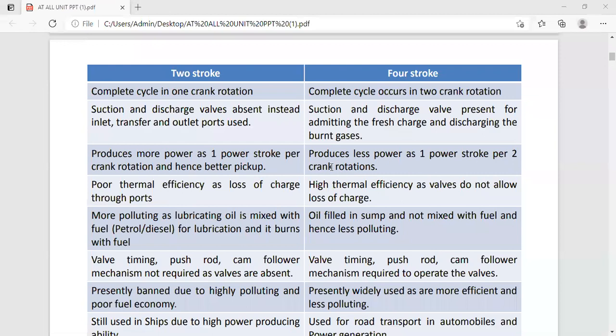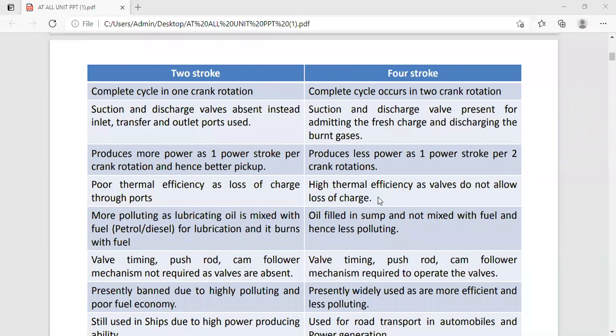In case of the four stroke, you can see it produces less power as compared to one power stroke per two crank rotations. So you can see the two stroke has better pickup than the four stroke. But while discussing thermal efficiency, in case of the two stroke, there is a poor thermal efficiency because of the loss of the charge through the ports. But in case of the four stroke, there is a high thermal efficiency as valves do not allow loss of the charge.